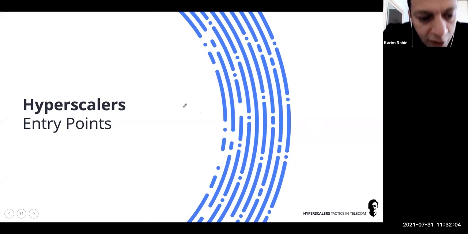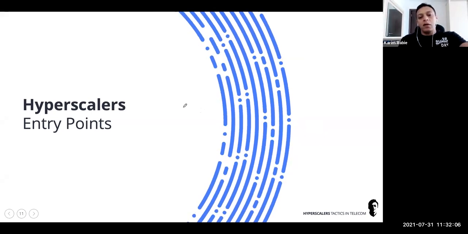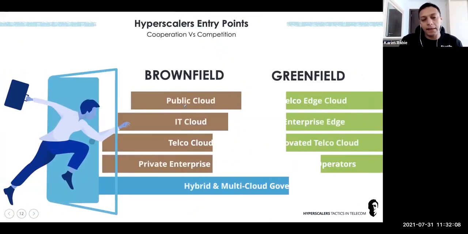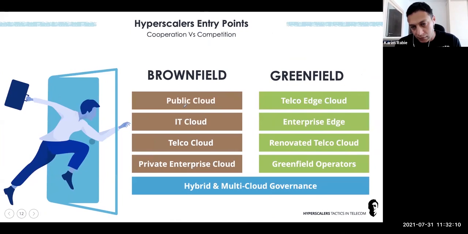Let's go now to the hyperscalers entry points. So I'm listing here all the cases. Either it's a brownfield setup, and brownfield means that it is existing, up and running, and changing is a little bit difficult, but it exists, so you do modernization. Or greenfield, a new thing that hasn't been there before, and you are building something new. So let's take it one by one.